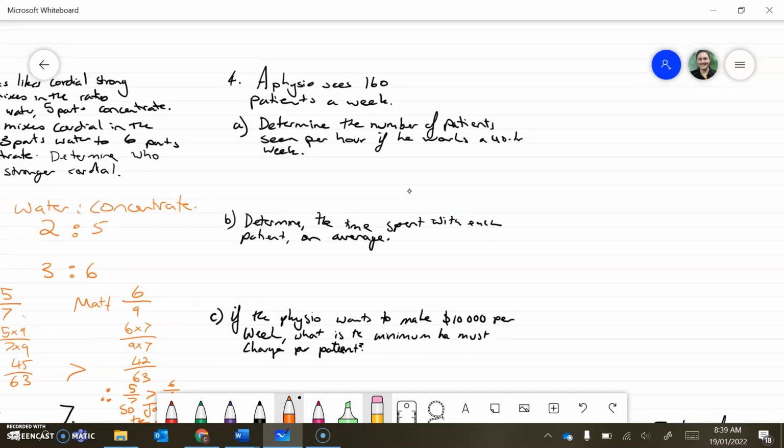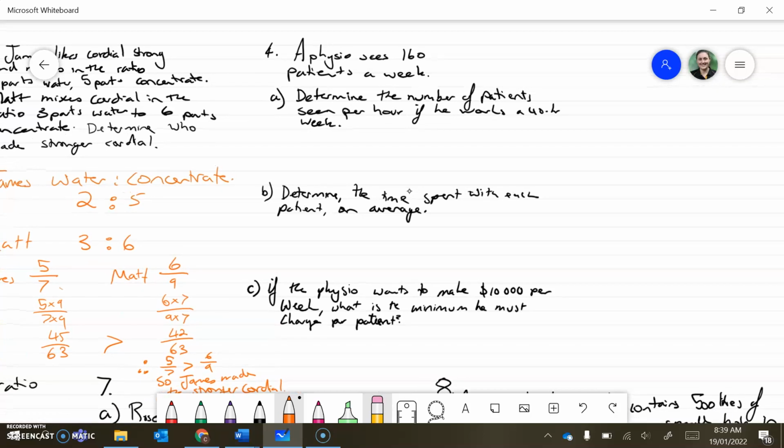Okay, example number 4. So a physio sees 160 patients in a week. Determine the number of patients seen per hour if he works a 40-hour week. So patients per hour is the number of patients over hours worked. So he saw 160 and he worked 40 hours. So that means that he sees 4 patients per hour.